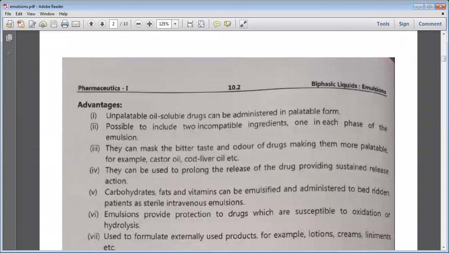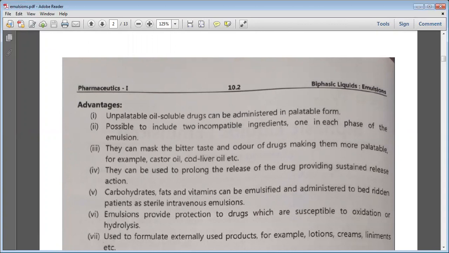Further, unpalatable oil-soluble drugs can be administered in a palatable form. Some drugs cannot be taken orally as such, or are solubilized only in oil, like vitamins and hormones. These types of drugs can be administered in the form of emulsions. It is also possible to include two incompatible ingredients, one in each phase of the emulsion. If there are two incompatible ingredients to be administered, one can be put in the oil phase and the other in the continuous phase.